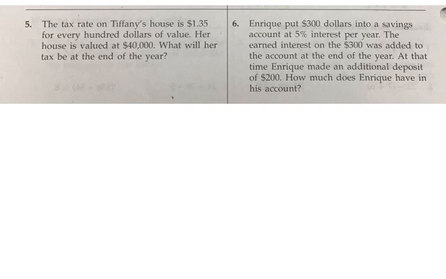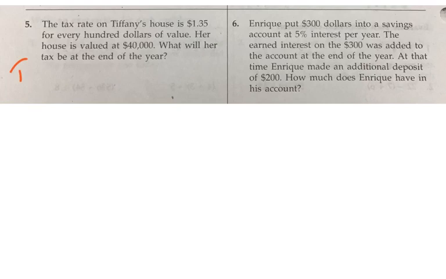Now number 5 is about the tax rate. The tax rate on Tiffany's house is $1.35 for every $100 of value. Her house is valued at $40,000. What will her tax be at the end of the year? So this says it's $1.35 for every $100 of value. So her house is valued at $40,000. What will the tax be?